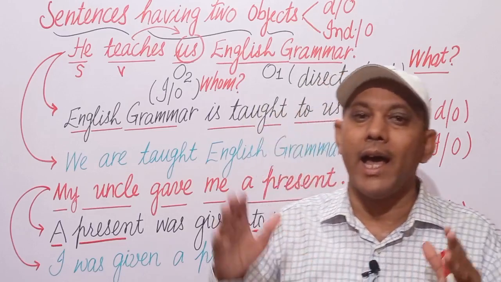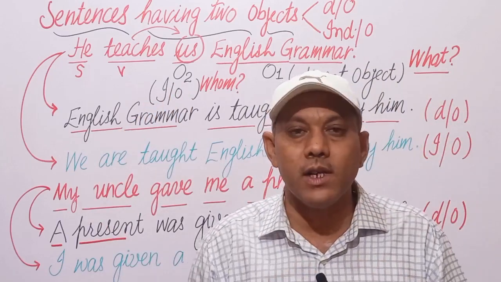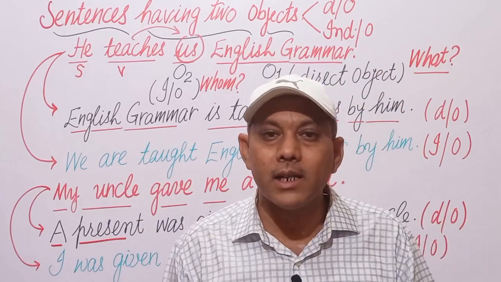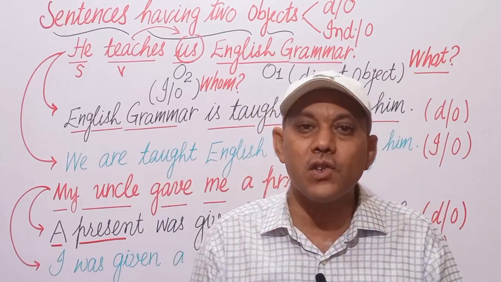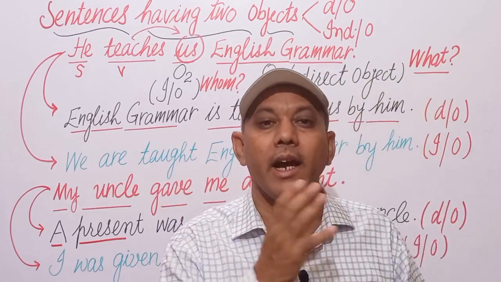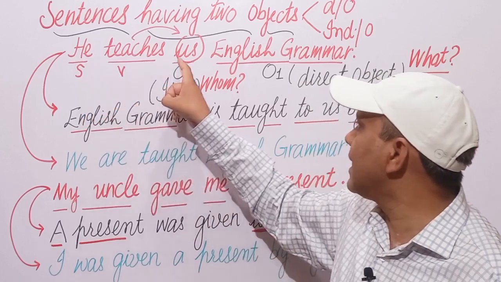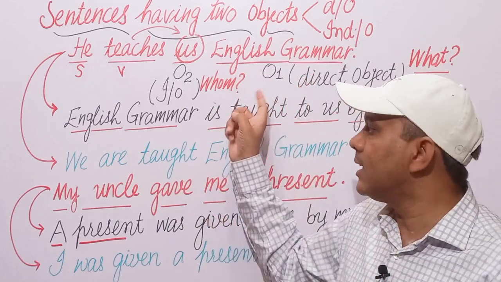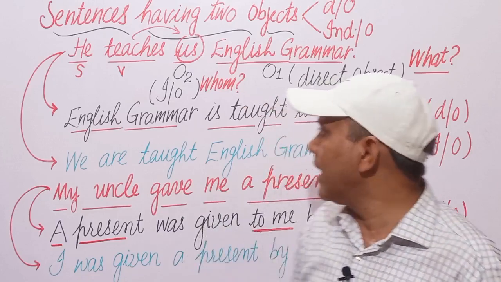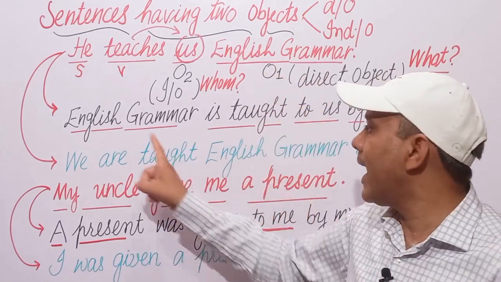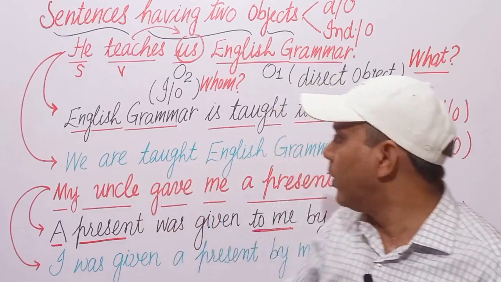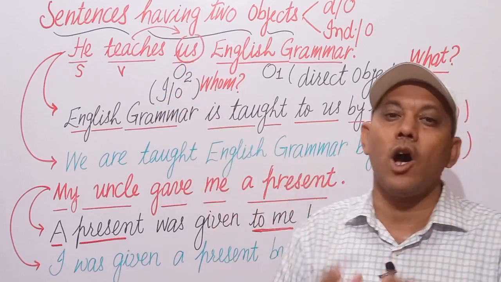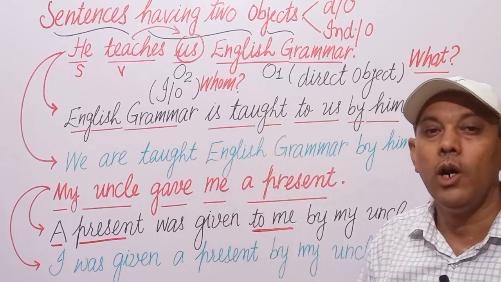We can change the active voice of this sentence into a passive voice using both the objects, either direct object or indirect object. But there is a little bit of difference. You have to understand the transformation of such sentences into passive form. For example, he teaches us English grammar. You can make the indirect or direct object the subject of the passive sentence. Here I am taking the direct object as the subject of the passive sentence. English grammar, simple present tense is, past participle taught. English grammar is taught to us.